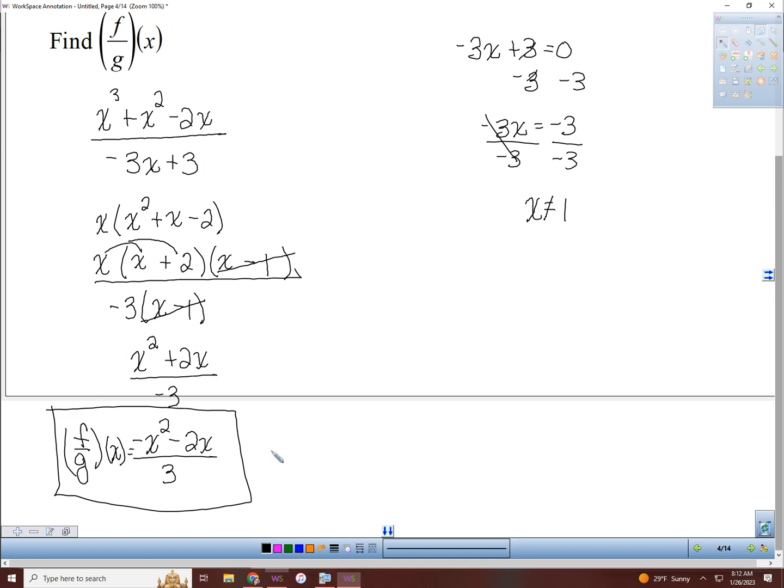All right, I also need to state that x cannot be 1. Okay, sometimes you can factor the top and the bottom and nothing cancels, so you would just leave it as is. But if you do have an x in the denominator, set that equal to 0 so you know what x can't be.